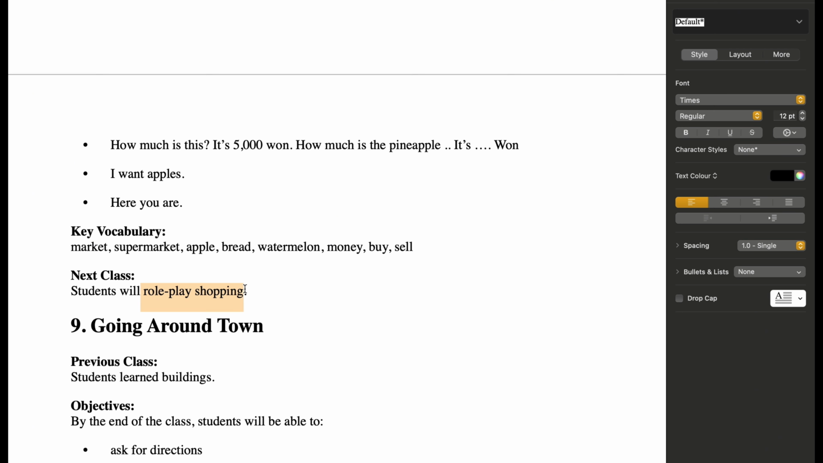And then they would do a role play shopping. So one will be a shopper, one will be a cashier, and the other one will be the person who's buying. They see the food and they ask questions.